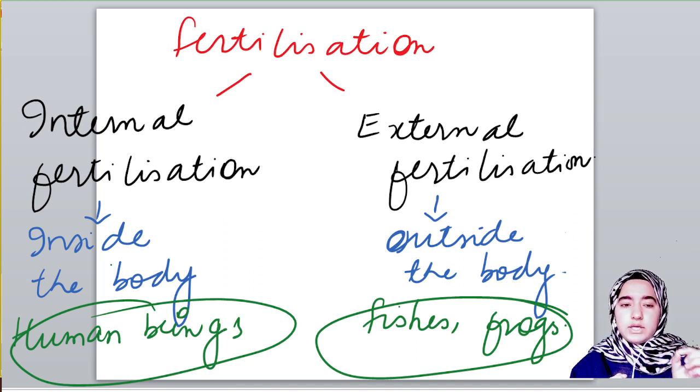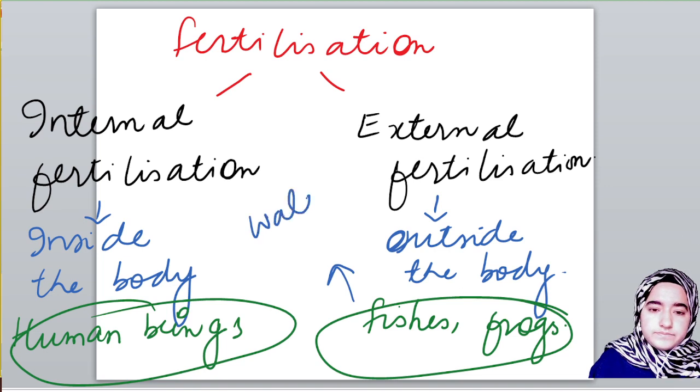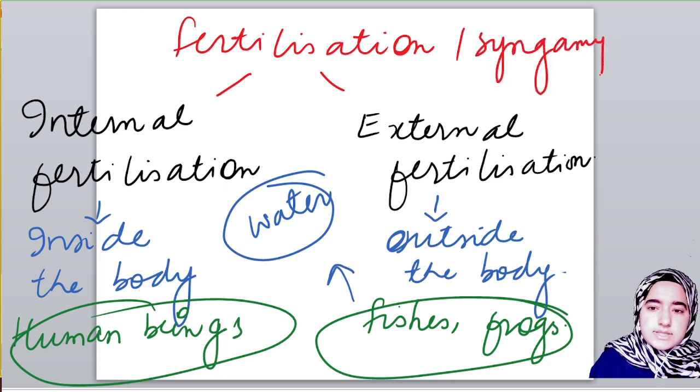Here you remember, internal fertilization takes place inside the body of an organism. For example, we have human beings, and so many animals in which fertilization takes place inside the body, for example cats and dogs. In external fertilization, it is outside the body, like in fishes and frogs. And where does this fertilization take place? Here it takes place in water. Fertilization is also known as syngamy. Please remember, it's also known as syngamy.